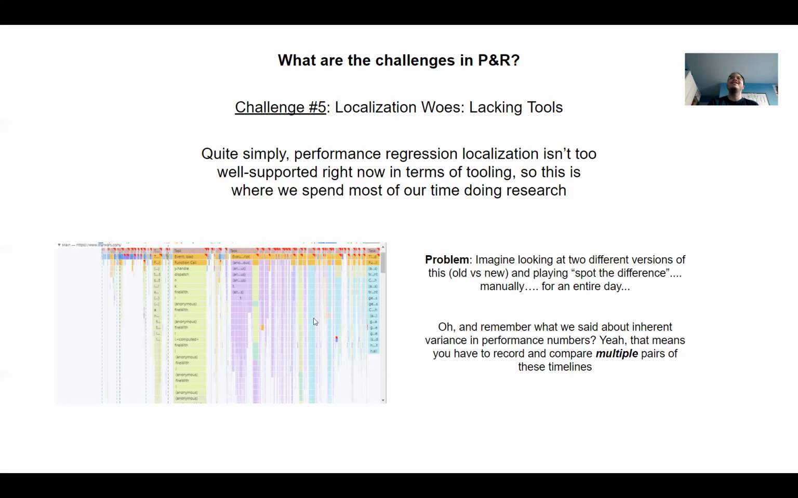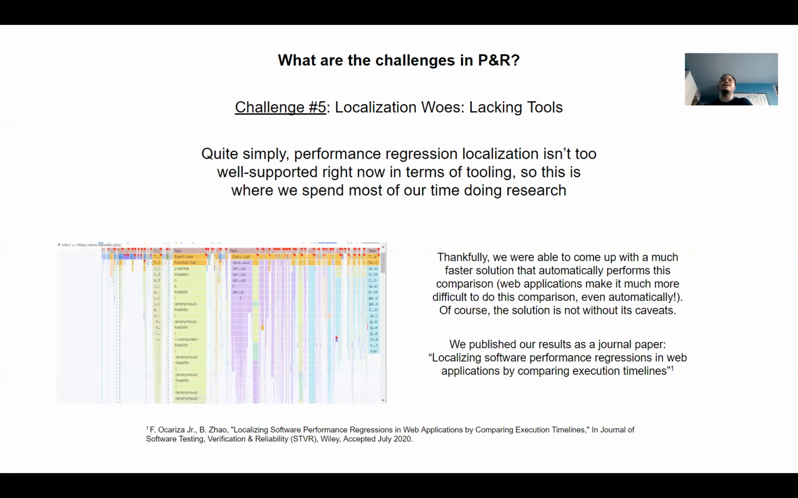Okay. The good news is that in the course of our research, we were able to come up with a tool that actually performs this comparison automatically. All you need to do is grab these timelines, these execution call stacks, and feed them into our tool, and it's going to give you a suggestion on which lowest level functions regressed. Okay. Obviously, there are certain caveats associated with the tool, which I'm not going to go over here, but it's much better than having to do a manual comparison.